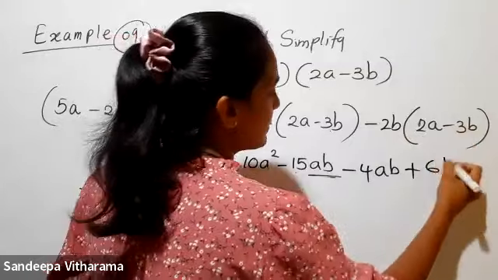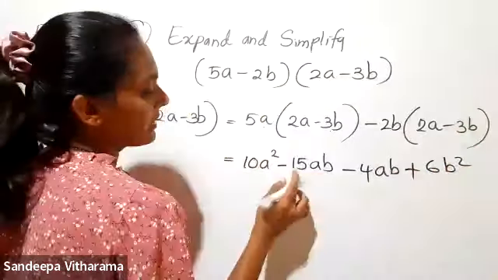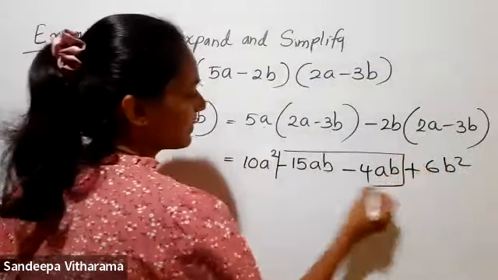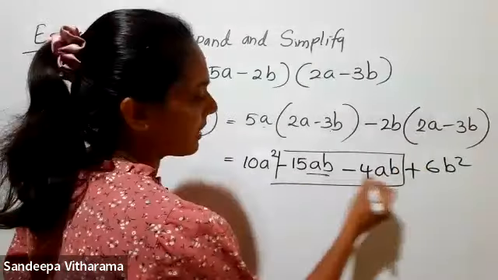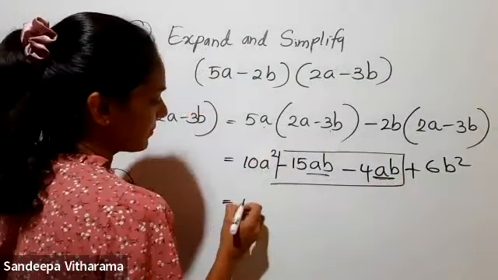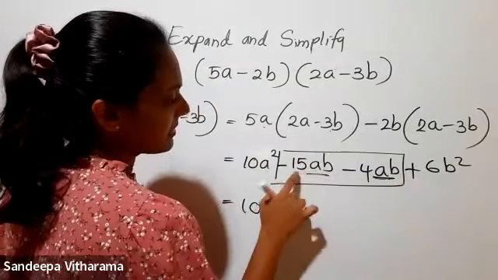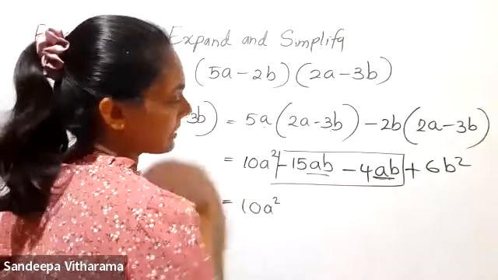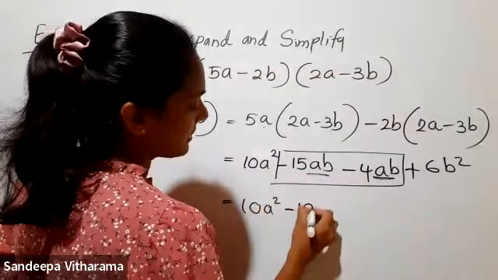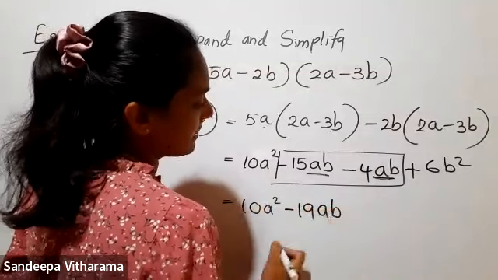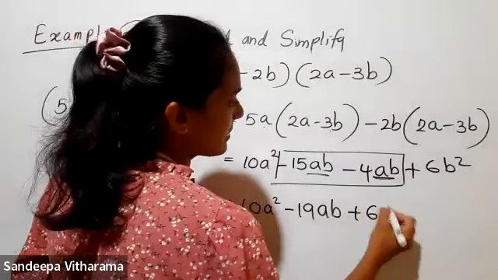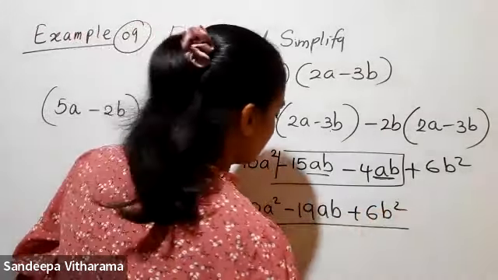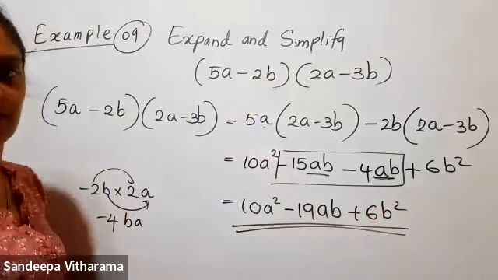6b squared. And now we can simplify this. You can see these two are like terms, not like before, with the same sign. So we can write minus 19ab plus 6b squared. Okay. Check whether you have got this answer.